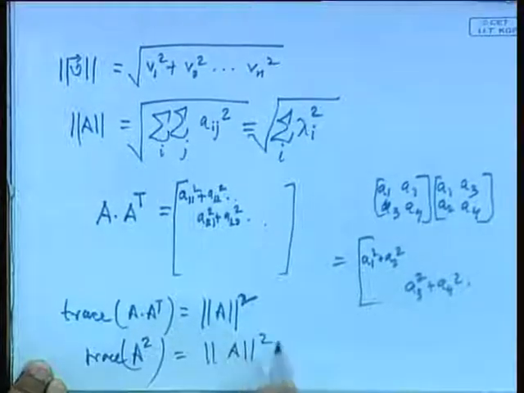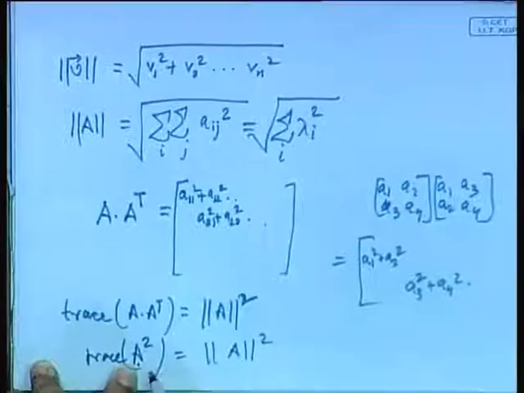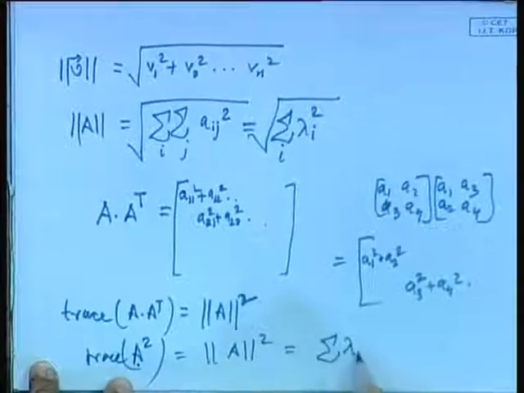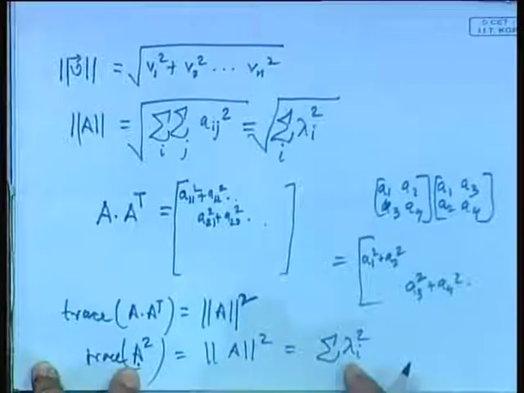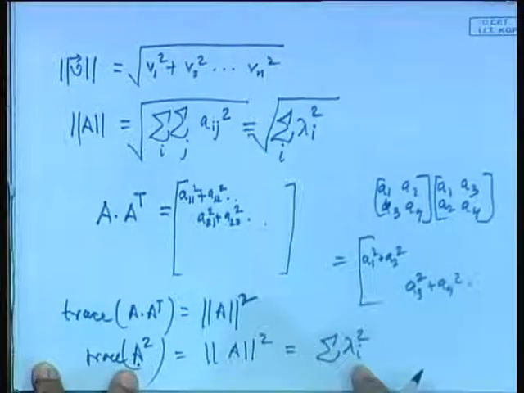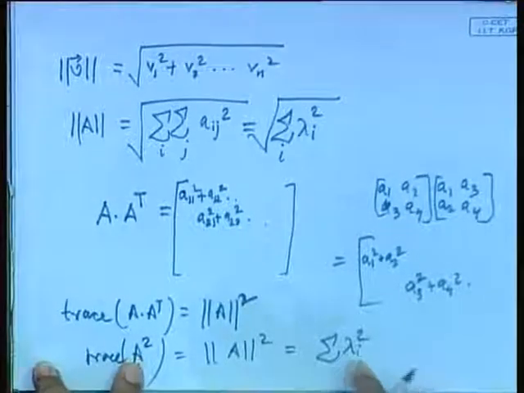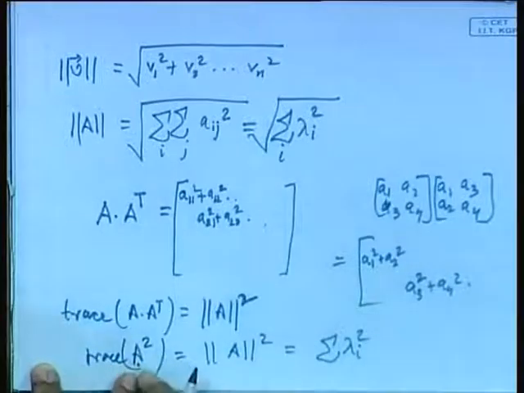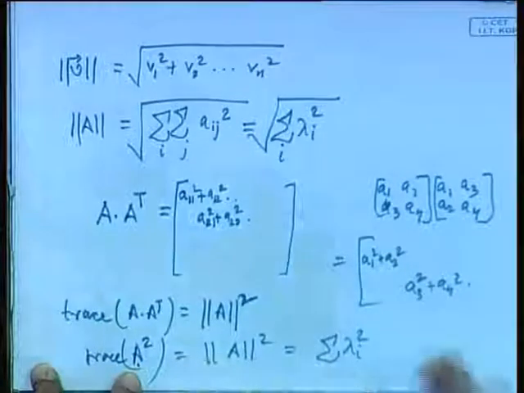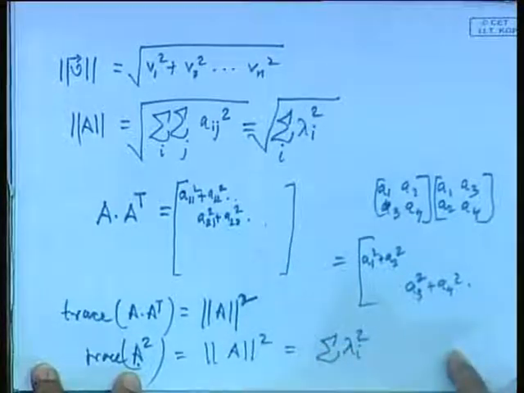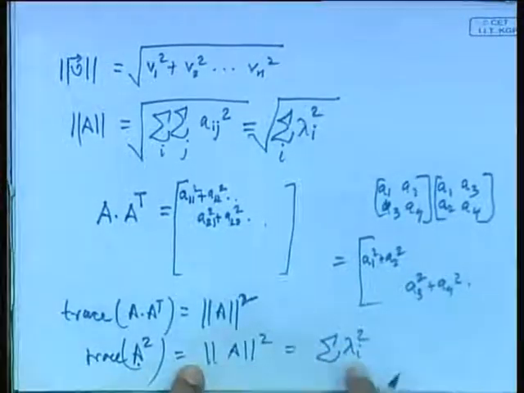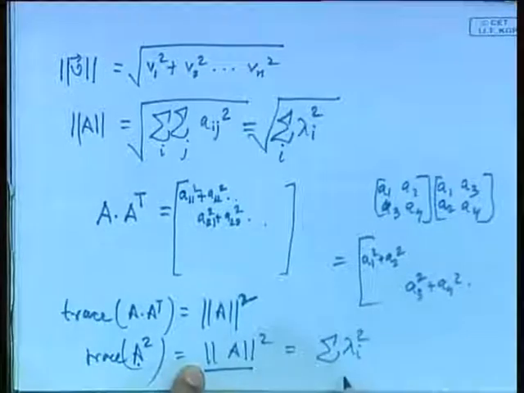And you know that each of the eigenvalues is squared. We saw it previously, right? So the eigenvalues of A square are lambda 1 square, lambda 2 square, and we know that the trace of A square will be equal to the sum of the squares of the eigenvalues. So this shows that the square of the Frobenius norm of the matrix is equal to the sum of the squares of the eigenvalues.